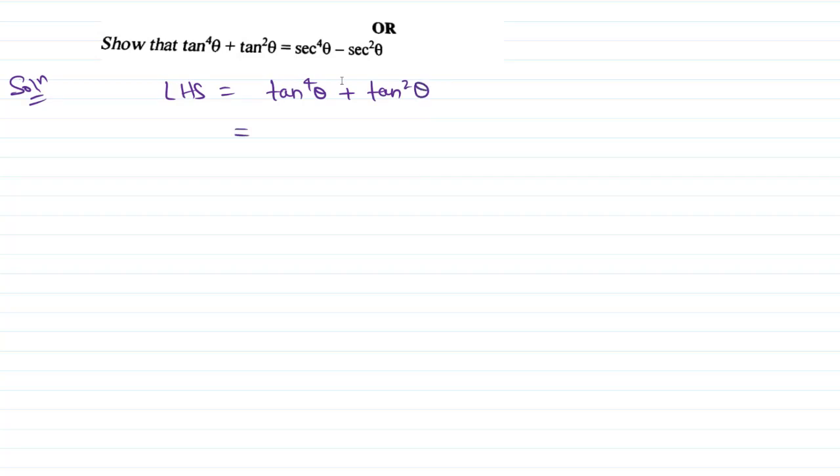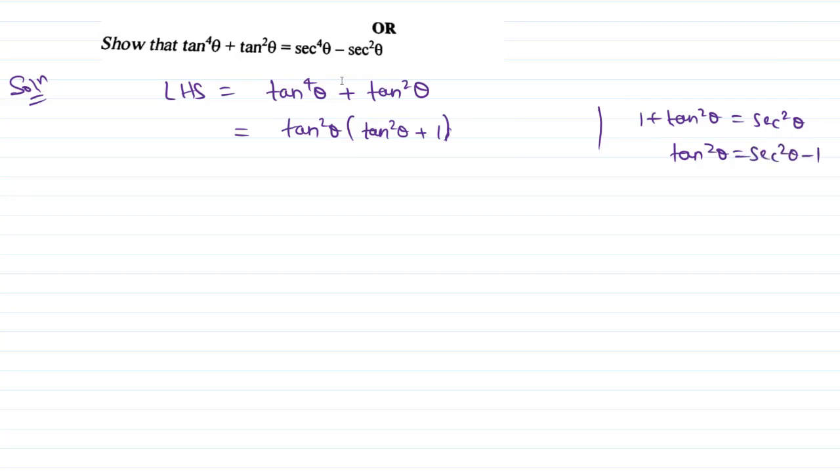Now we will take tan square theta common. What we are left with inside is tan square theta plus 1. With the help of identities, 1 plus tan square theta is equal to sec square theta. Therefore, tan square theta is equal to sec square theta minus 1.